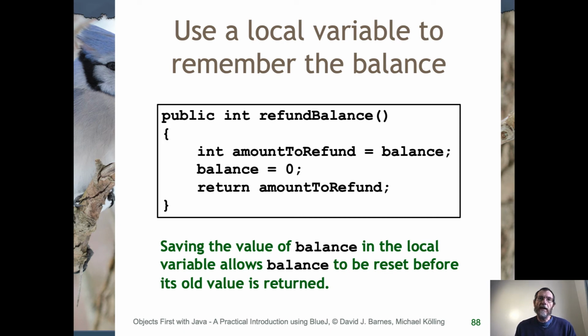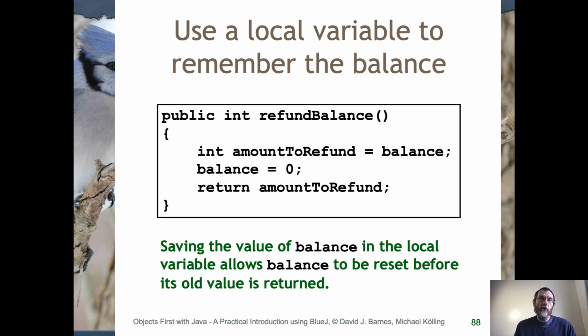So we can then zero the balance, and that will have no impact on the amountToRefund variable, because all we're doing is changing one copy of that value, the balance variable copy, to be 0 and leaving the other one alone. And so then when we come to execute the return statement, the value we're returning is whatever was copied into amountToRefund 2 statements earlier. So this is a successful attempt to write that refundBalance method that overcomes both of the problems that were illustrated in the 2 previous unsuccessful versions.